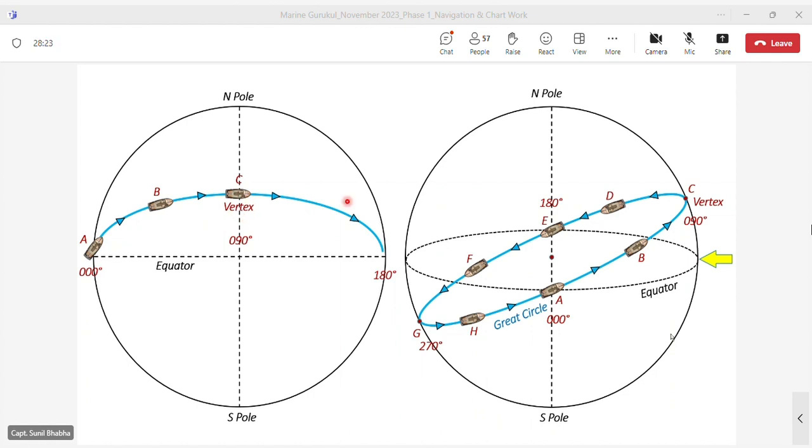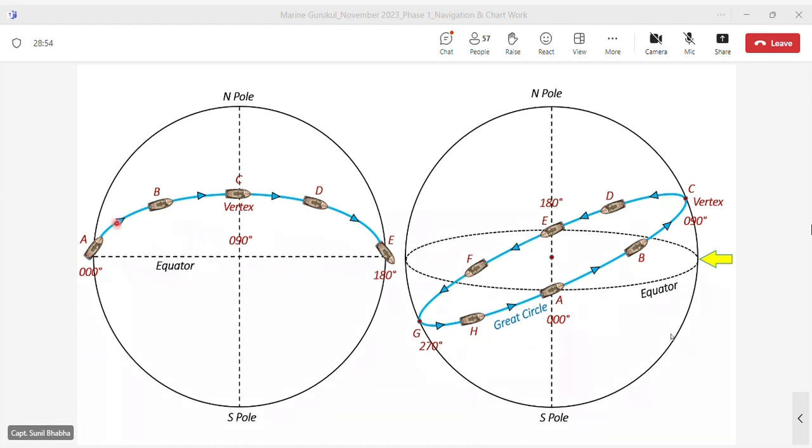Moving further, as we proceed from Charlie, we reach Delta here in the previous diagram. And in this diagram, moving ahead from Charlie, we reach this particular point, which is Delta. Moving further again, the vessel reaches this point and is crossing the equator from the Northern Hemisphere to the Southern Hemisphere. And this is point Echo in our previous diagram.